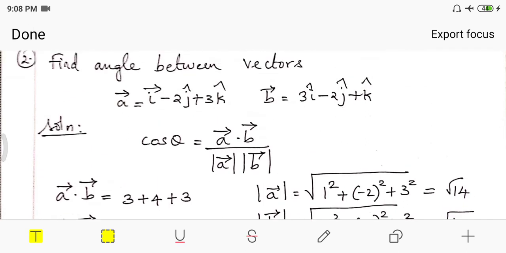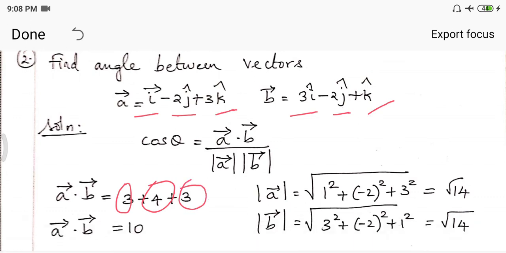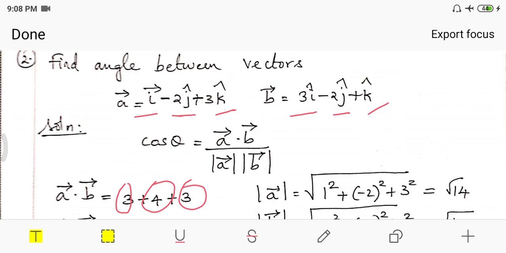We know a dot b: we multiply only the components. 1 into 3, minus 2 into minus 2, plus 3 into 1. So 1 into 3 is 3, plus minus 2 into minus 2 is plus 4, then 3 times 1 is 3. So you get a dot b as 3 plus 4 is 7, plus 3 is 10.